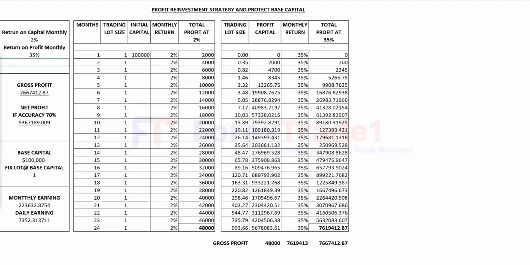You can see that you can still get the daily $7,300 profit with the 100k capital at the end of the 24 months, and your monthly return will be almost 0.2 million, and you can get 0.5 million, sorry, $5 million net profit. You can get it after removing the 30% from the gross profit. You have taken only the 2% risk and 2% return.